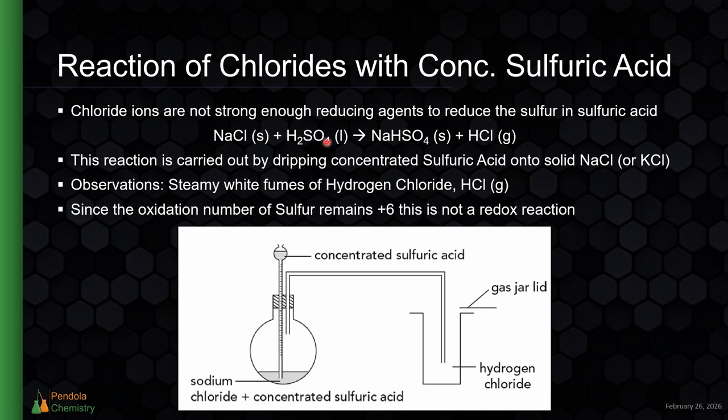So when sodium chloride reacts with sulfuric acid, we don't get a redox reaction. We actually get what essentially is an acid-base reaction or a double replacement reaction. The reaction is carried out very simply, and all of these reactions we're going to discuss in the next few slides are carried out by this, where we have a solid sample of the sodium chloride, and then we are going to slowly drop concentrated sulfuric acid onto it.